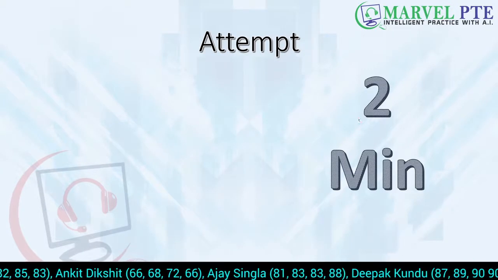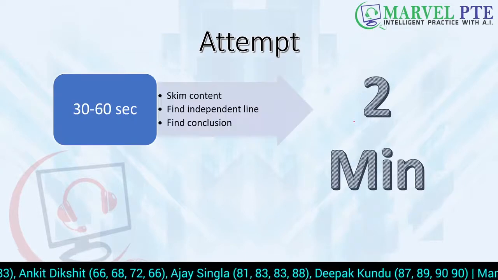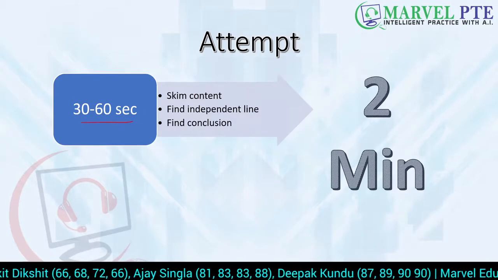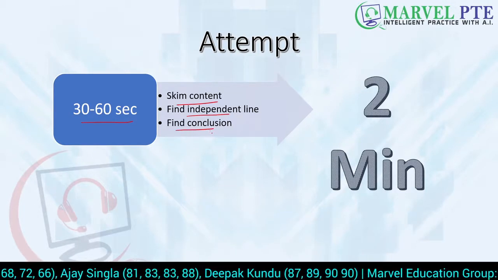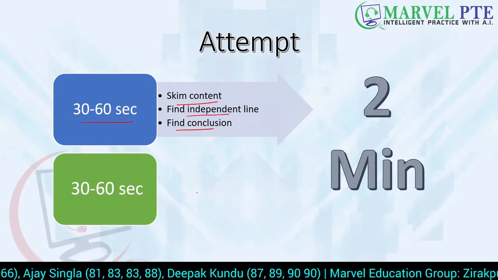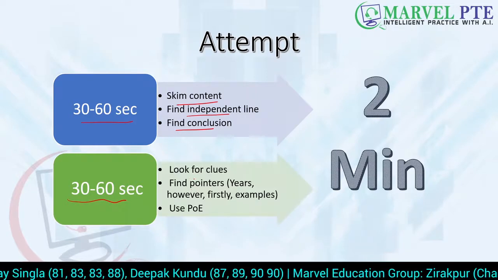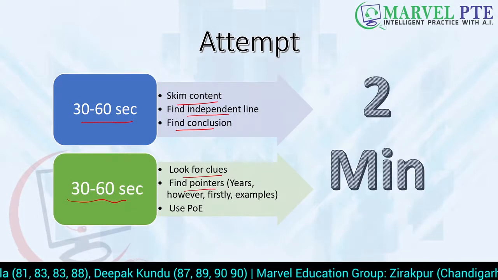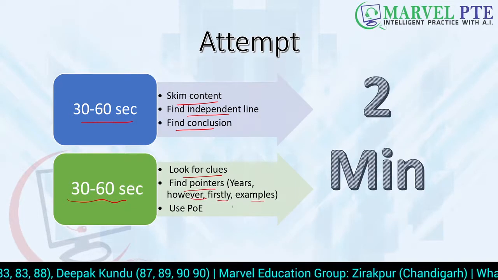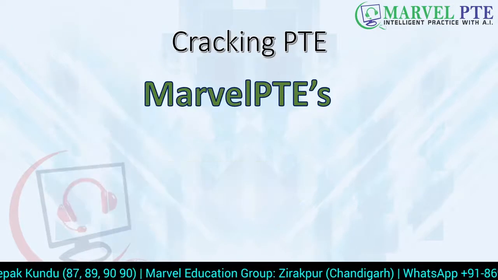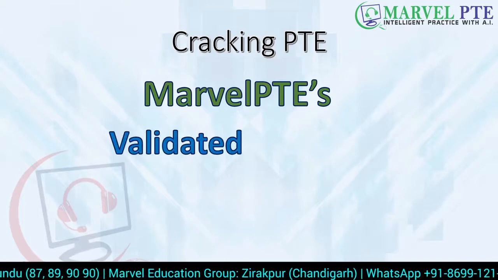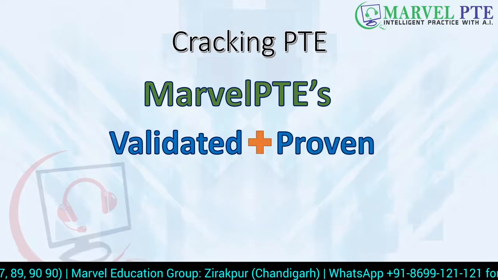Always remember you have just 2 minutes to solve your reorder paragraphs. In first 30 to 60 seconds you are going to skim the content. आपको एक independent line find out करनी, and then you have to find a conclusion line. And in next 30 to 60 seconds look for clues, find pointers like years, however, firstly, examples, and then use process of elimination also. All the strategies which we teach are validated and proven strategies.